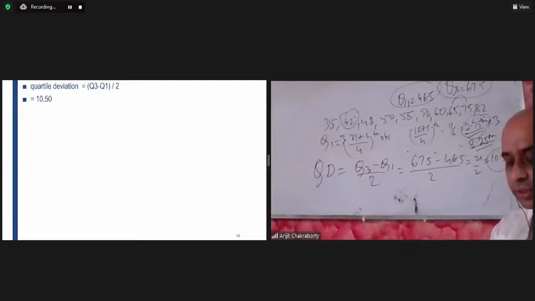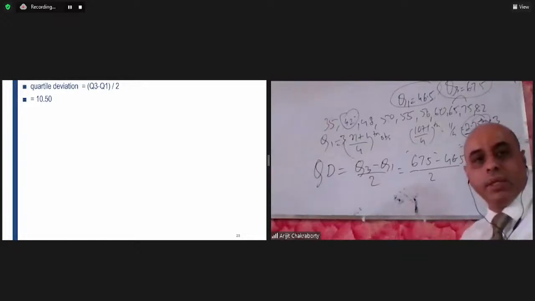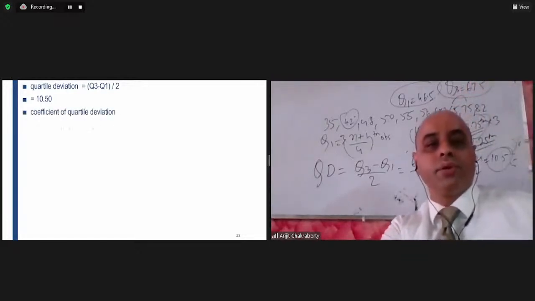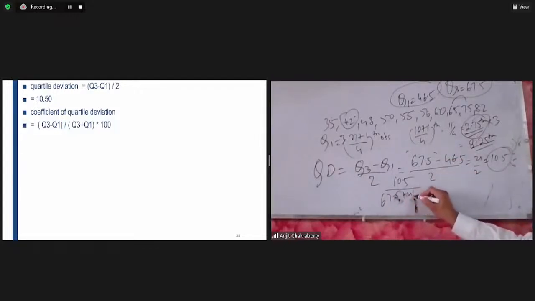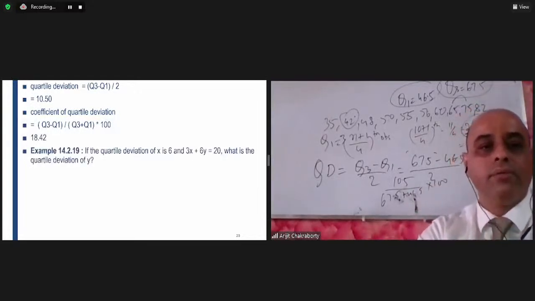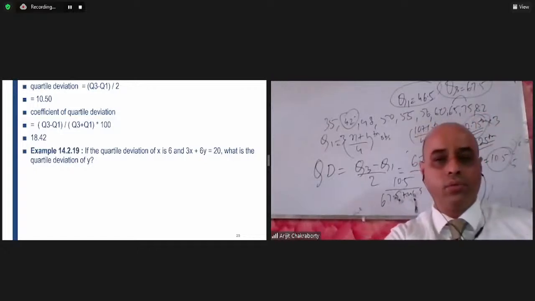Yes, many of you have got it. Great. 10.5. Jaspreet, Shiba, Ankit, Dhara, Muhammad Ali, Priyanka, Dhyanesh, then Abdul, Shiba. Very good. Excellent. Yes. Now you have to find out coefficient of quartile deviation. So it is 10.5 divided by, we add up now 67.5 plus 46.5. So 67.5 plus 46.5 into 100. So if you multiply that by 100, we're getting 18.42.